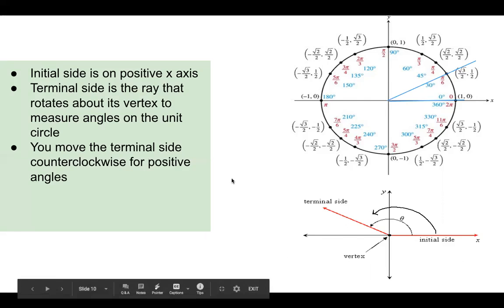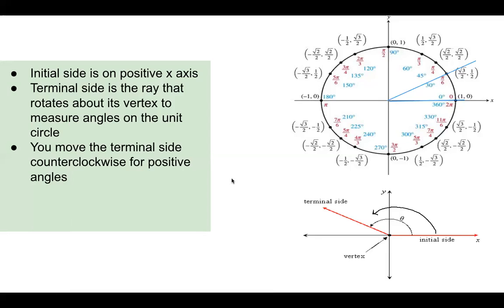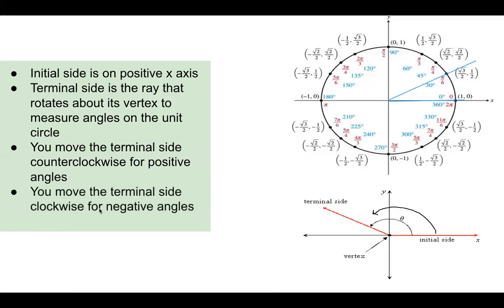And well, then what happens if you were to move clockwise? What if you were to move in the opposite direction, like a clock? You actually move the terminal side clockwise to create negative angles, everyone. So you can create negative angles on the unit circle. So if I was to do this and move backwards clockwise, this would be a negative angle.